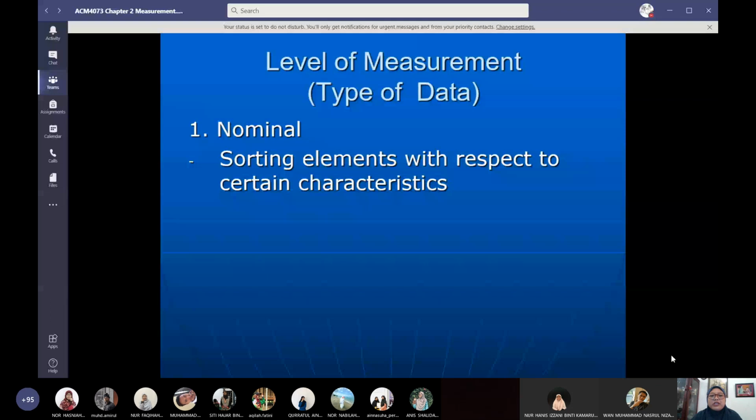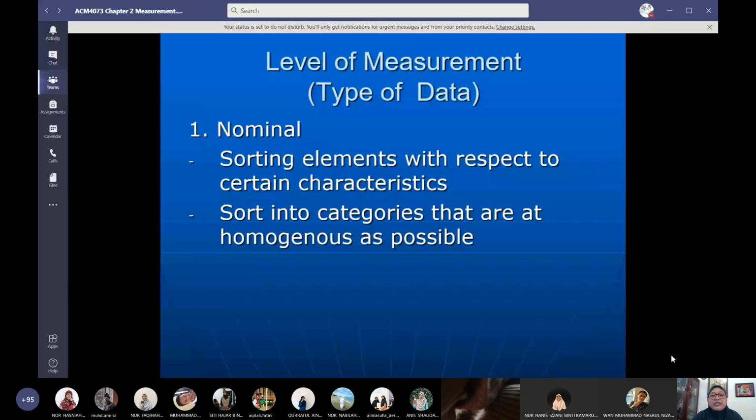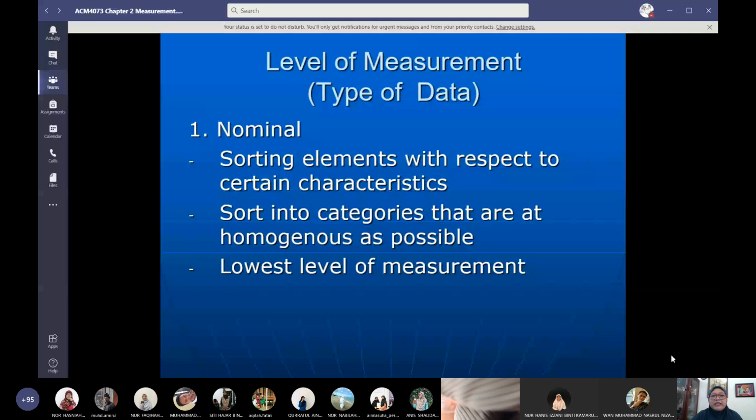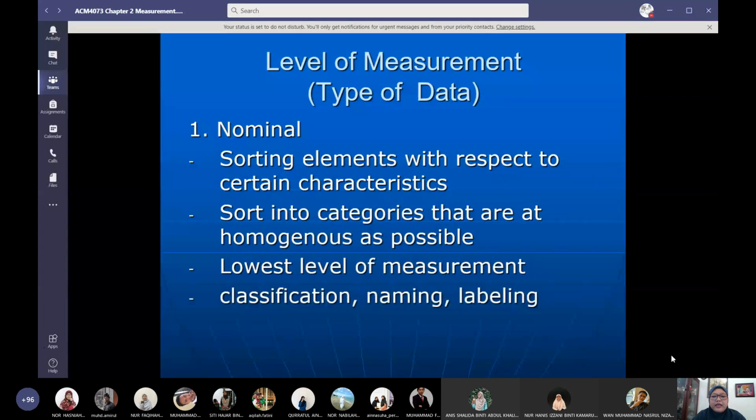We sort into categories as homogeneous as possible, meaning there is no such in half male, half female. Yeah, it must be homogeneous as possible. And then lowest level of measurement, meaning this is the lowest level, nominal category of data is the lowest level of measurement. Lowest means it's not about the value, but the simplest measurement you can find in data construction or in variable operationalization. It is also called as classification or names or labeling.